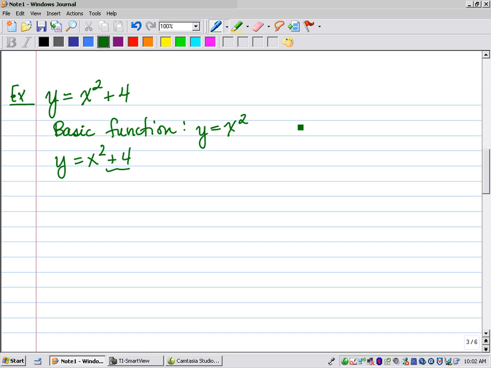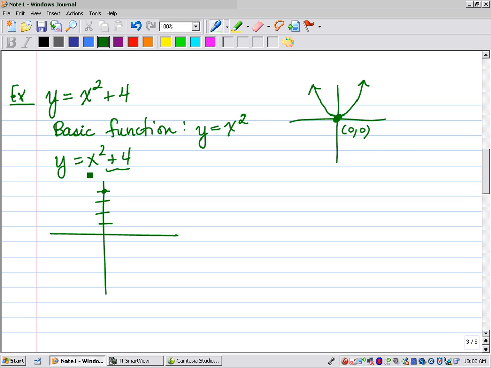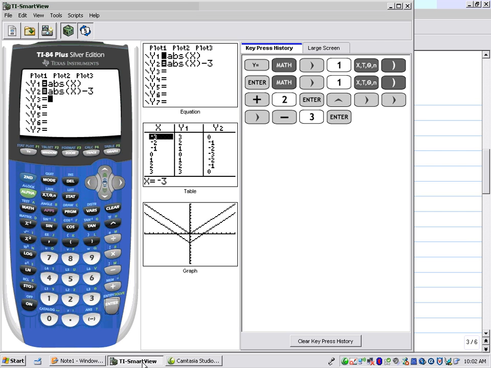The shape of y is equal to x squared was that parabola, right? So when we shifted up 4 units, remember we had that vertex point at 0, 0. When we shifted up 4 units, we're going to find that that vertex point is at 0, 4. And we can confirm that on the calculator, right?